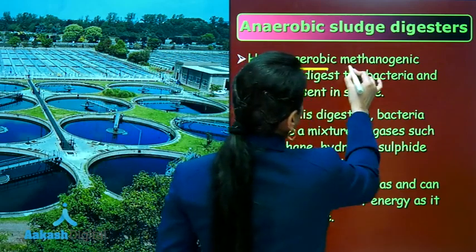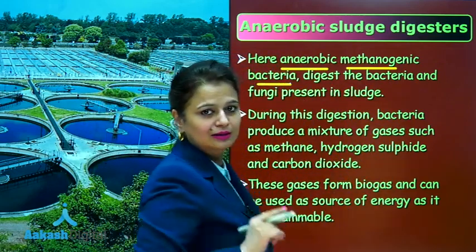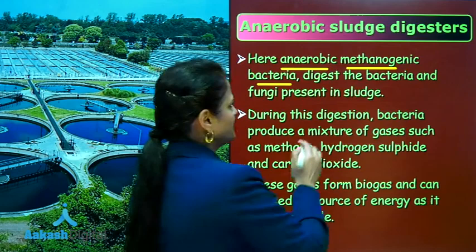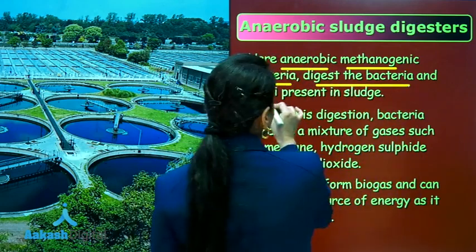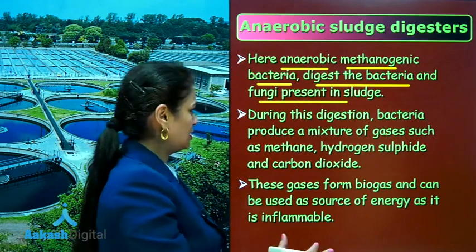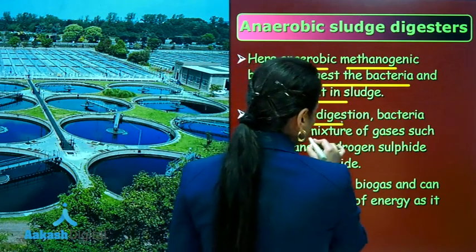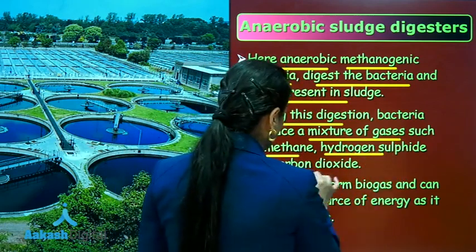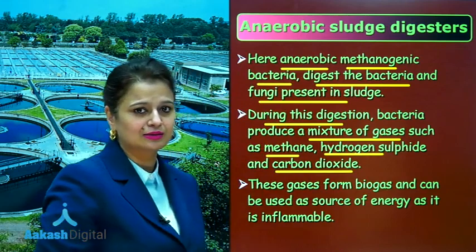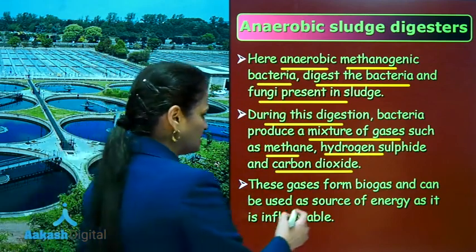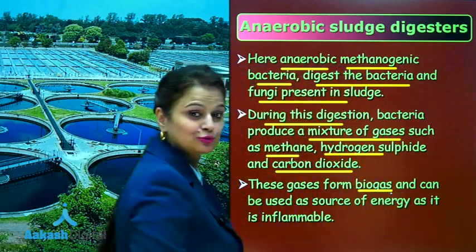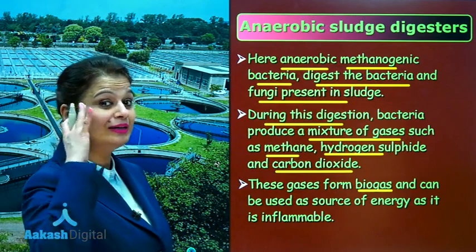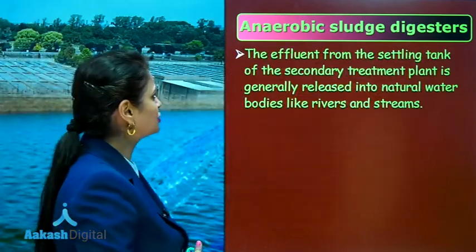Here, anaerobic methanogenic bacteria are present. Aerobic bacteria are not present here. Here, anaerobes are present and they will digest bacteria and fungi present in sludge. During this process, a mixture of gases is formed, like methane, hydrogen sulfide, and carbon dioxide. This mixture of gases represents biogas and it is used as fuel. So, in secondary treatment, we are going to have one gift, and that gift is biogas production.